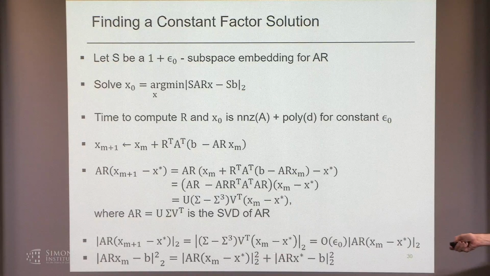Okay, so this is opt cost, and this is what we just bounded: AR xm minus x star squared, that norm. And so we just said that this thing, if we set m to be log 1 over epsilon, gives us order epsilon times the cost of our constant factor solution. So we get order epsilon opt for this term, and this term is opt. Overall, we get 1 plus order epsilon times opt. Is that clear to everybody?